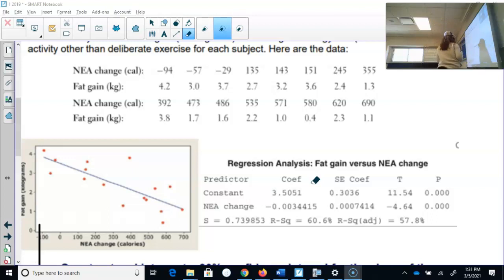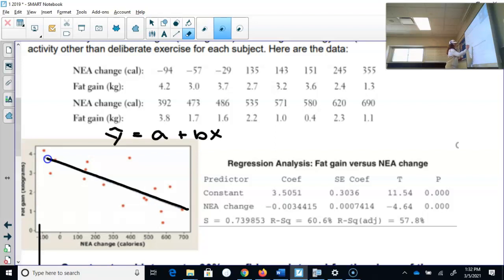So to find that least squares regression line, this black line right here, we need to remember that that least squares regression line is y hat is equal to a plus bx, okay? A is our y-intercept. That is a constant. A is right here. So our y-intercept is 3.5051. And then our NEA change, this is our slope, this is our b. It will always go in that order. I always just try to say alphabetical order, A, B, okay? So again, just a review for you there.